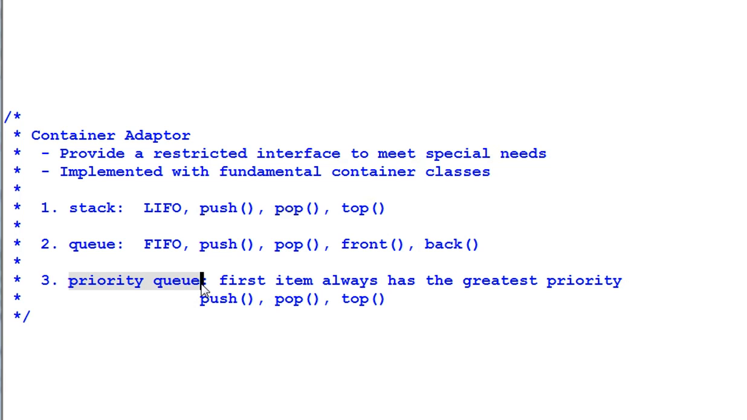Priority queue is a queue of items of different priorities. The only guarantee is the first item always has the highest priority. So priority queue has push, pop, and top.